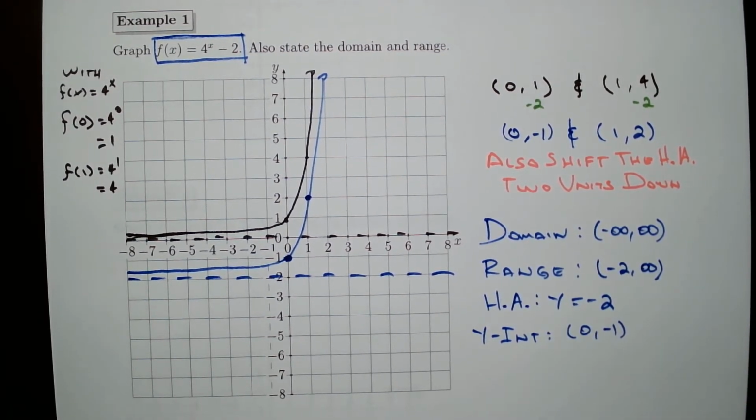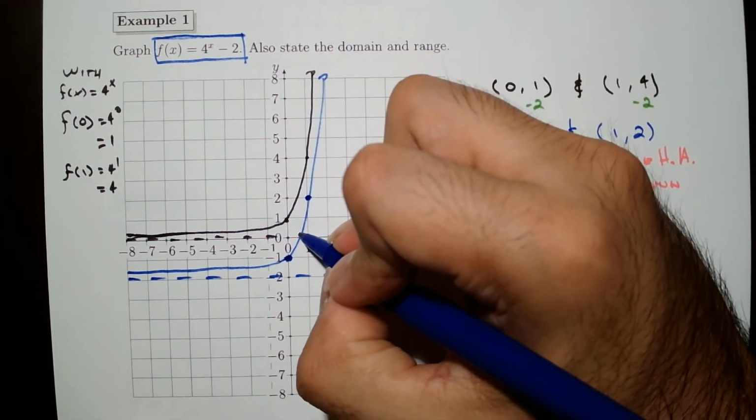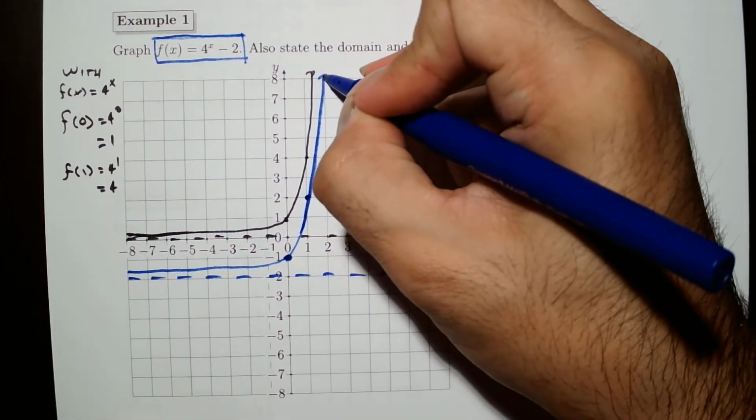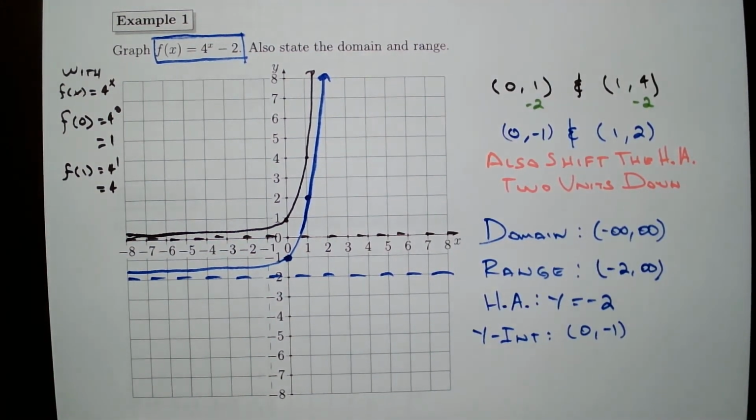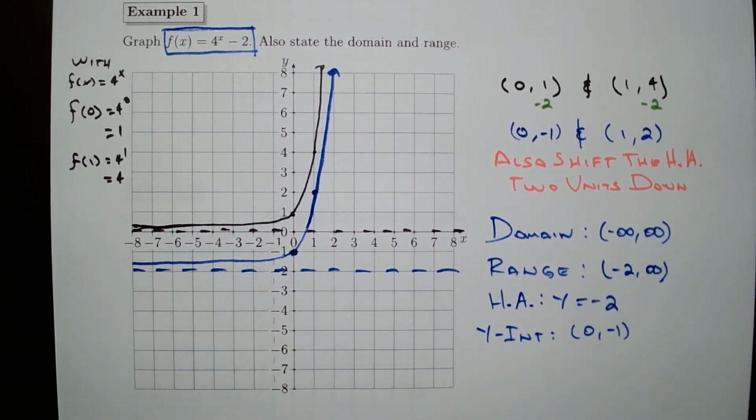Those are the properties that we are going to list every time we do the graph of an exponential function. Let's see if there's anything else we should add here. Well, I think that's about it. So that's all we need to do. All right, let's look at another example.